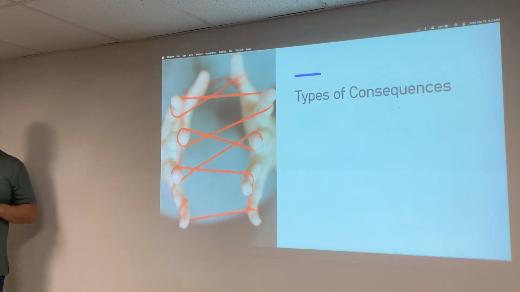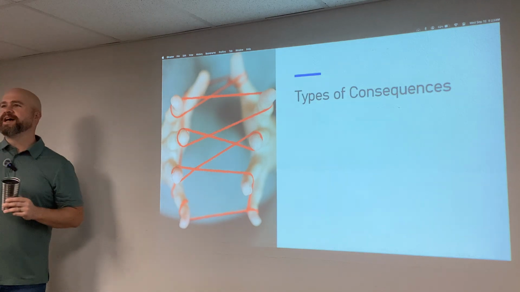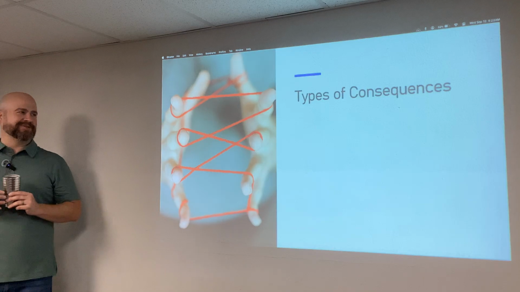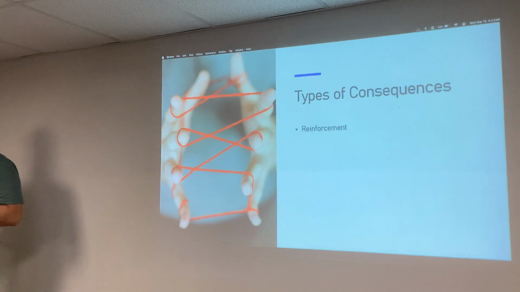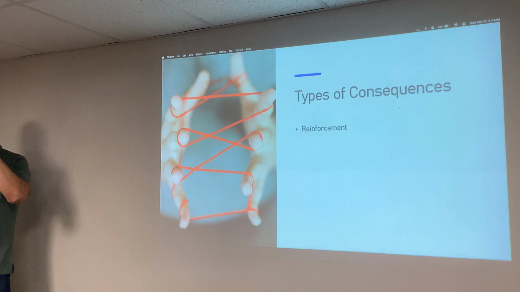Okay. So we have types of consequences. So these are the types of consequences that could happen after behaviors occur. Types of consequences. Here we go. So there's reinforcement. And reinforcement means what? Does it mean something good I like? Yeah, you're encouraging that behavior to happen again.